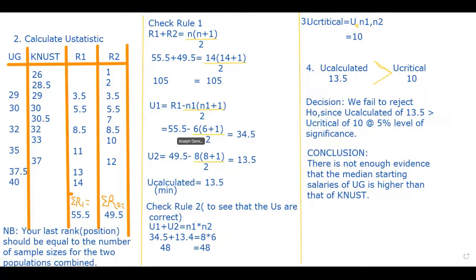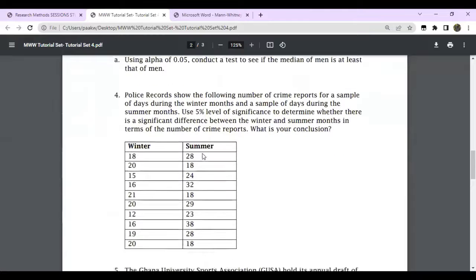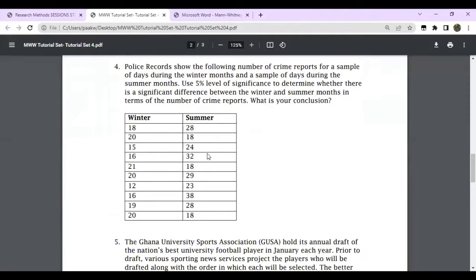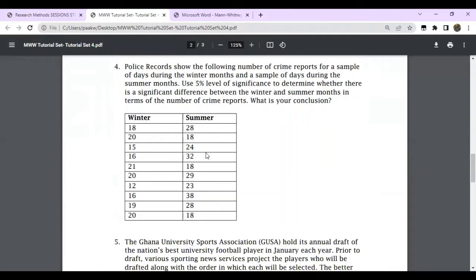Okay, so we are done. Do you have any questions? No, well understood. Okay, so let's solve question 4 and close for the day.